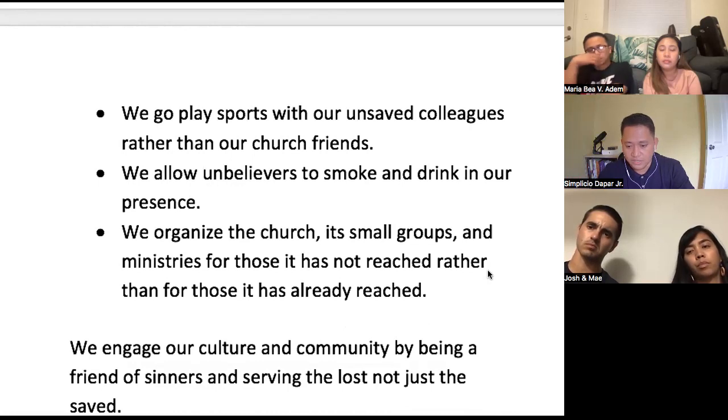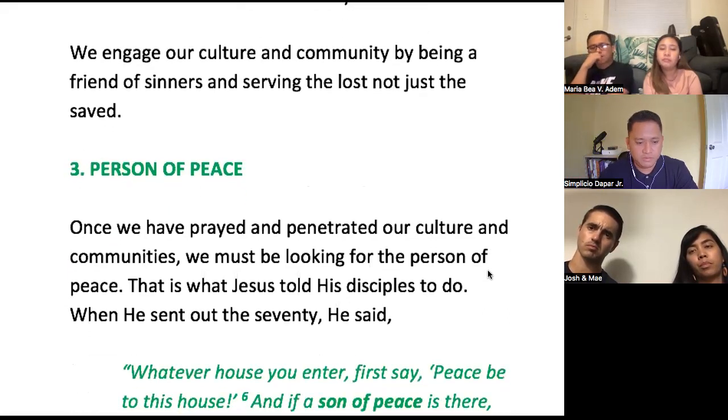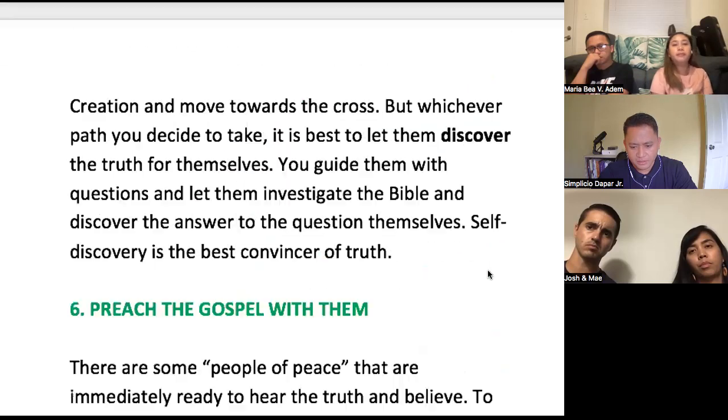It's not a big deal to us because we know they're not yet Christians. We organize the church, its small groups and ministries for those it has not reached rather than for those it has already reached. So it's a very different mindset. And we engage our culture and community by being friends of sinners and serving the lost, not just the saved people.